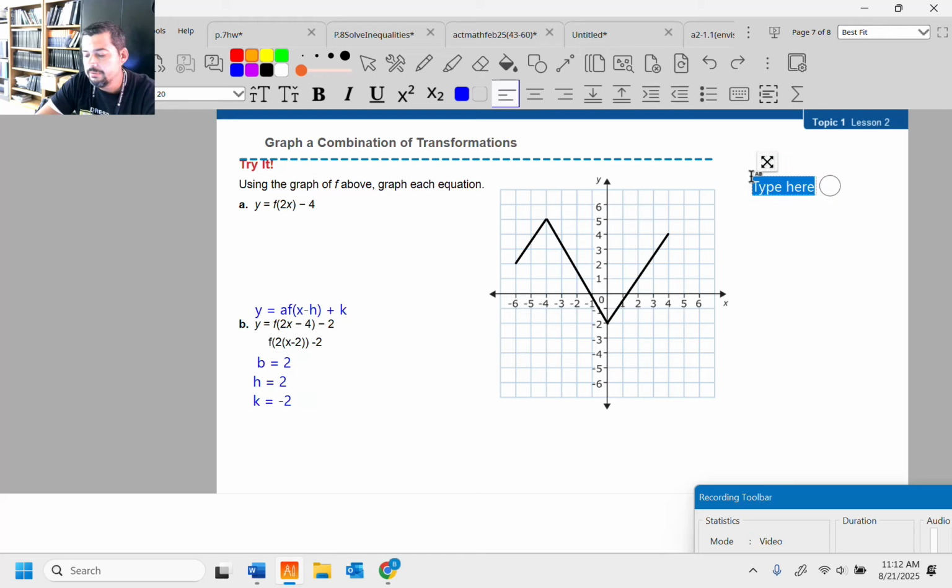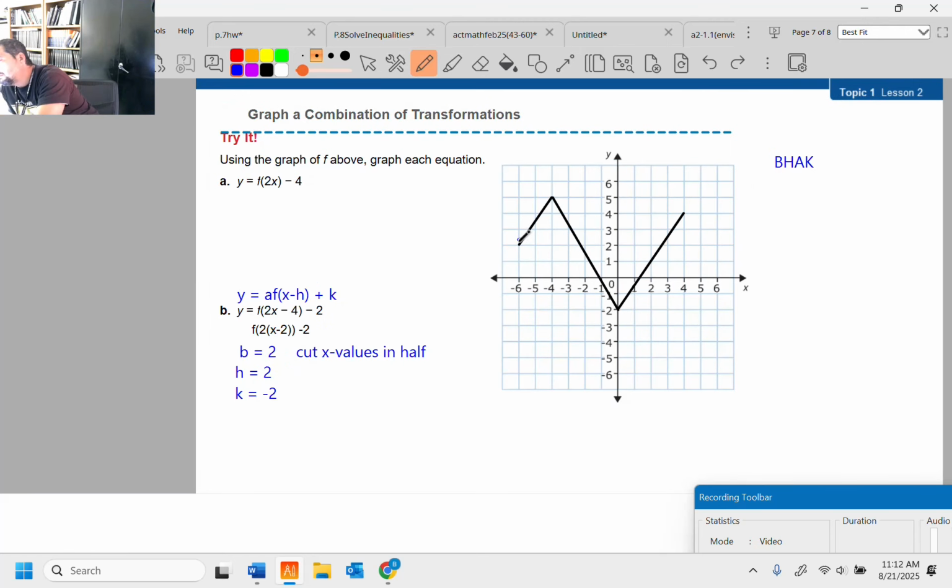And what's our order? We're going to do Bahak. Okay? So we're going to do b first. B is 2. And with a b value of 2, we cut x values in half. Cut them in half.